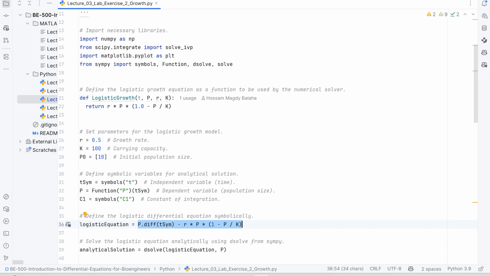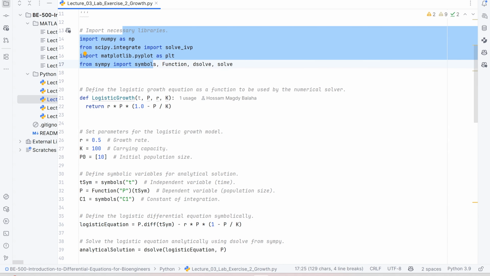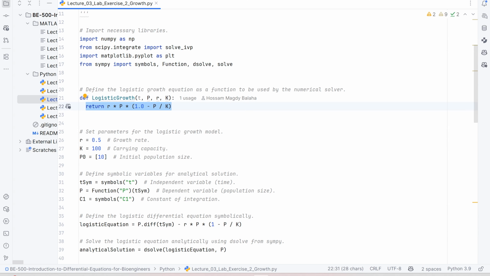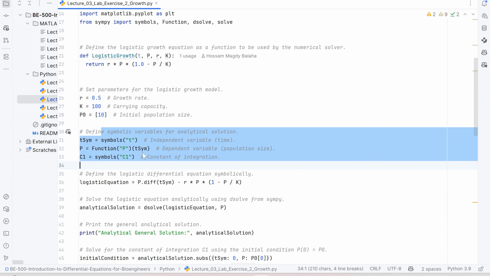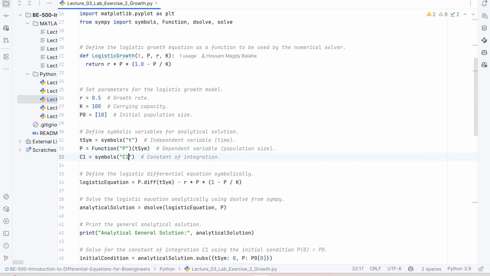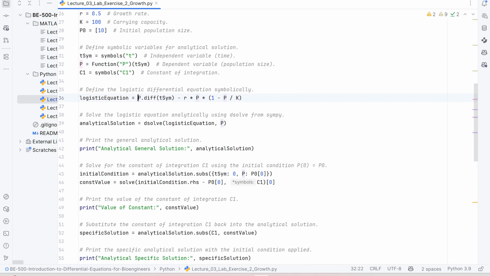Simply, we imported the same packages, NumPy, SciPy, Matplotlib, and SymPy. We updated the model to be logistic growth. It will be r P multiplied by 1 minus P over K. We defined the initial values or the constants. We define the symbols t, P, and the constant, and P is a function of t. We define the logistic equation dP by dt minus r P multiplied by 1 minus P over K.